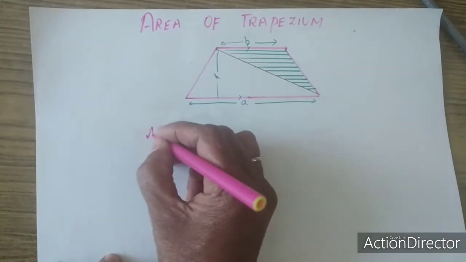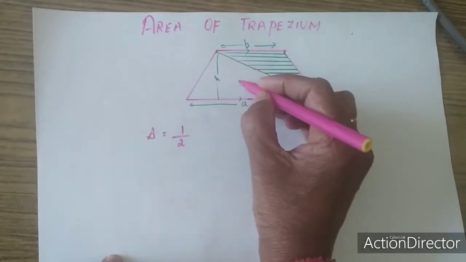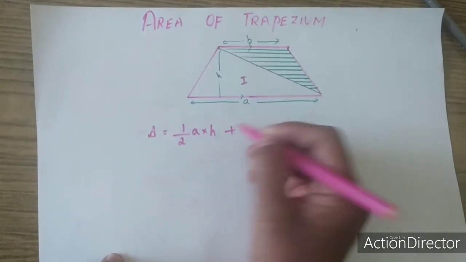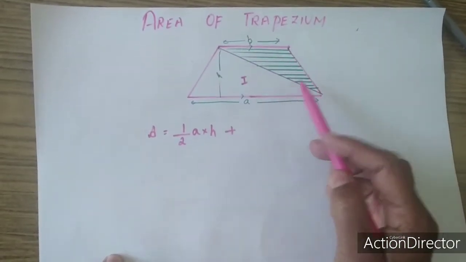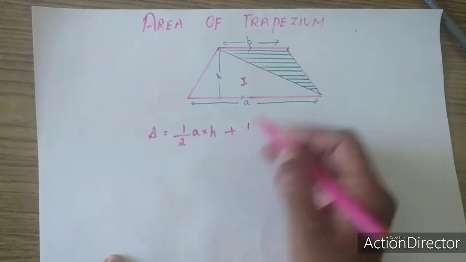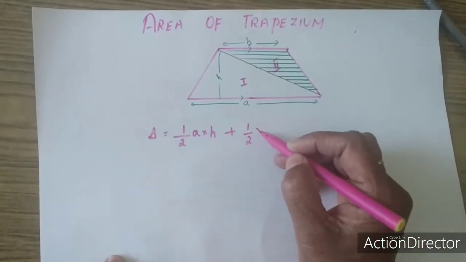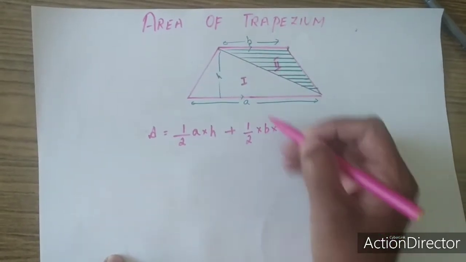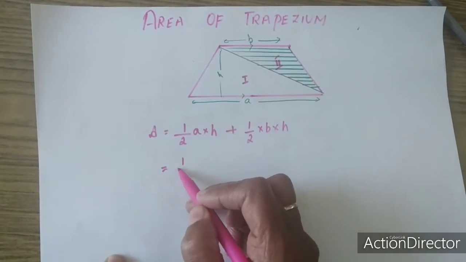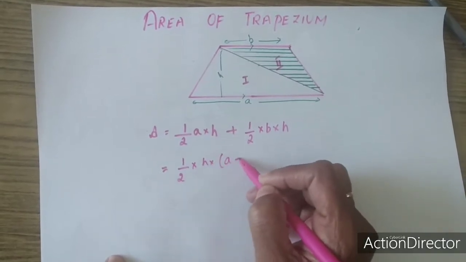So area of this trapezium is equal to half into this is the base of the first triangle, which is equal to A into height of this triangle is H. Similarly, if you are going to take the other triangle which is shaded green over here, this is the second triangle, area of this triangle is equal to half into base is B and the height of the triangle is again H. So now if you are going to take the common factor outside, half into H into A plus B.